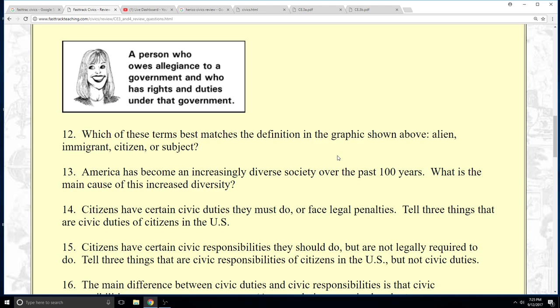So number 12 is citizen. Again, you see the loyalty to the government, allegiance to the government. All right. That's why we call that last step of the naturalization process oath of allegiance. You owe allegiance to the government.